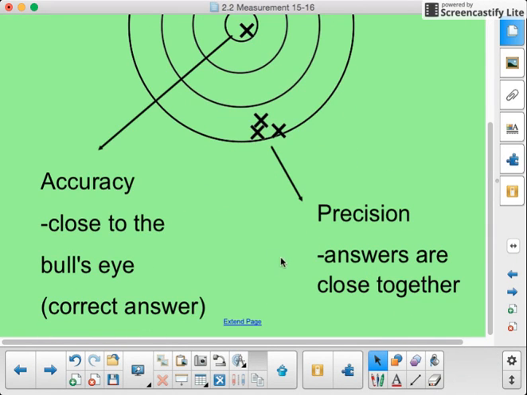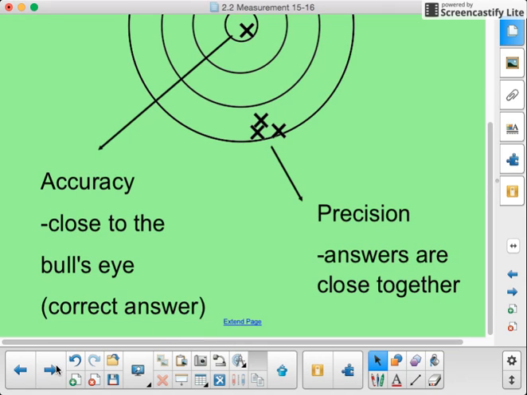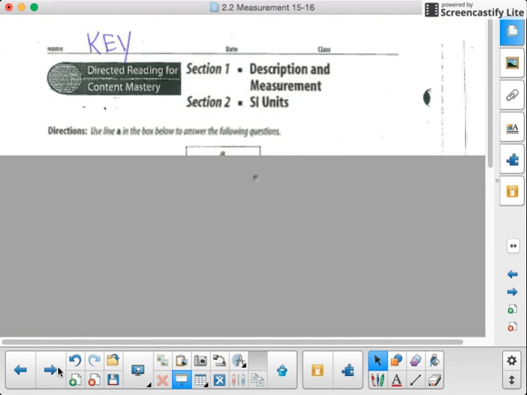Lastly, accuracy and precision. The bullseye is a really helpful visual to understand the difference between these two. If the bullseye, the center of the target, is the correct answer, accuracy is how close your measurement is to the bullseye, how close you are to the correct answer, the true value of that measurement. Precision is how close your answers are to each other. Can you get the same answer, the same measurement over and over, like these X's here? And those are the notes for lesson 2.